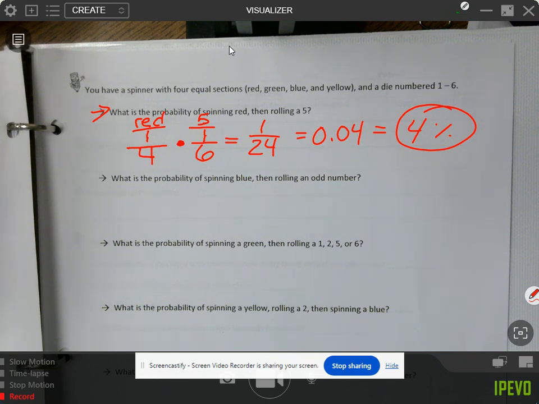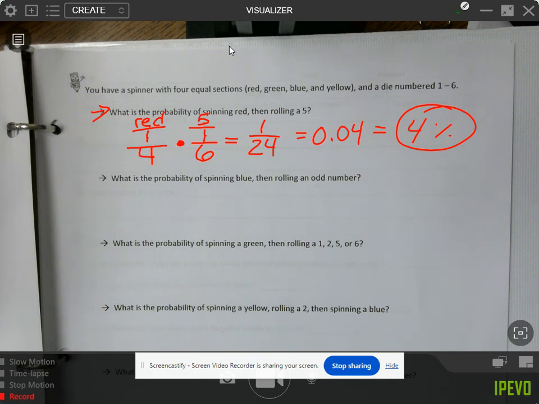So you must first look how many events there are. So I label my events so I know what I'm looking for. How many reds are there on my spinner? How many possible choices are on the spinner? How many 5s are on my dice? Over how many numbers altogether are on my dice? Multiply, divide, and get your percentage.